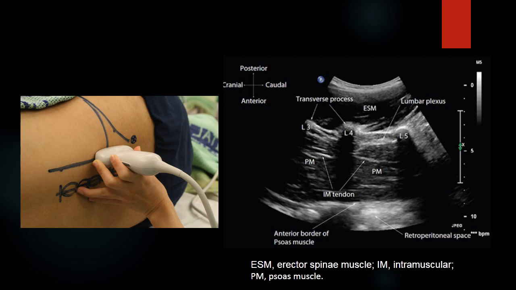In this sagittal approach of the lumbar paravertebral region, the lumbar plexus appears as a hyperechoic structure in the posterior aspect of the psoas muscle between the L4 and L5 transverse processes. Also note the hyperechoic intramuscular tendons within the substance of the muscle. The acoustic shadows of the lumbar transverse processes, L3, L4, and L5, produce a sonographic pattern called the trident sign.